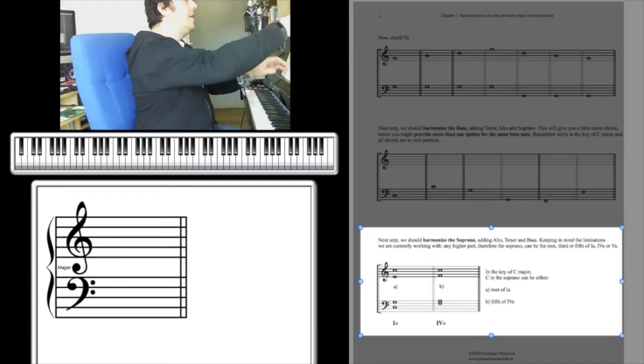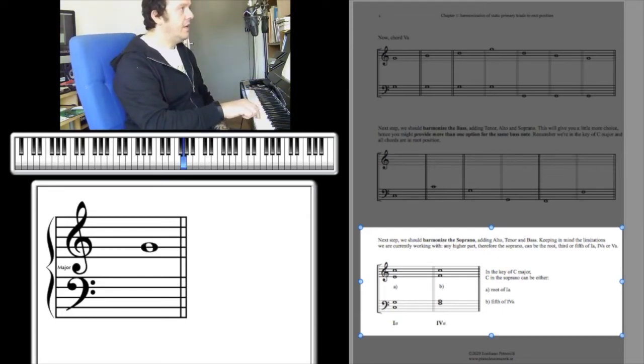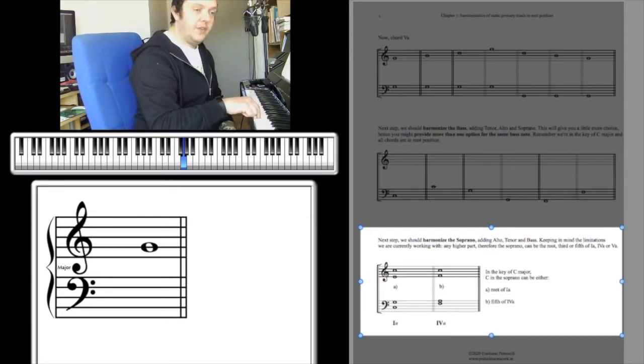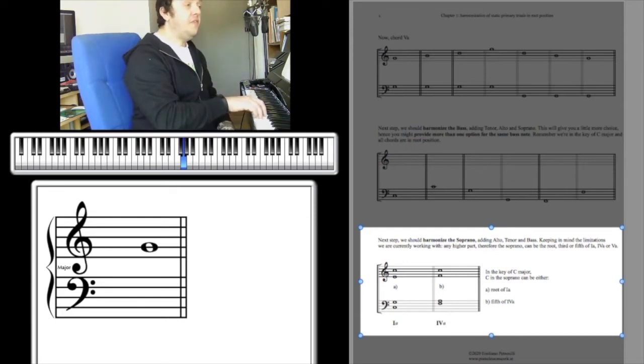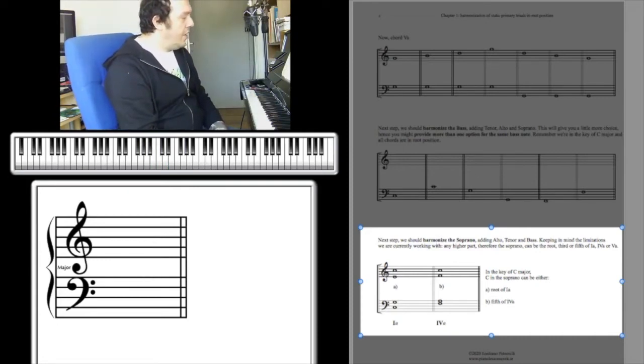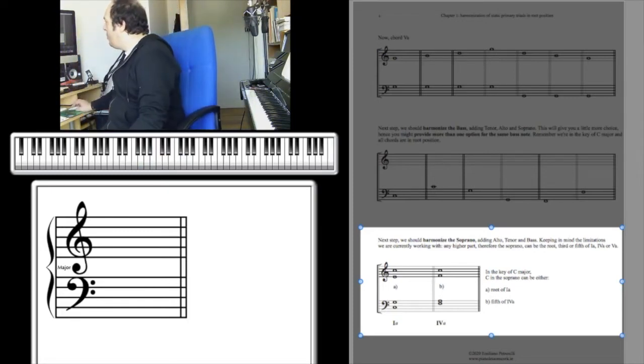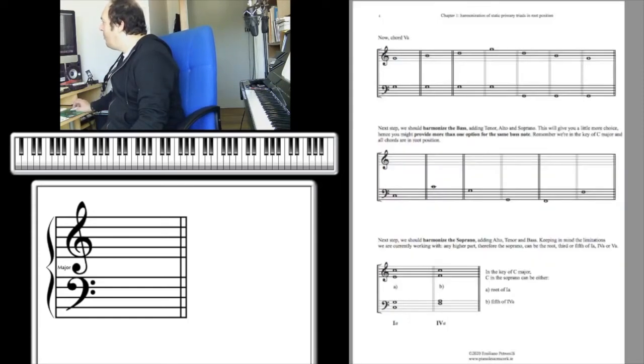So if you have a soprano note, say G, now that note can be a couple of things. That note can be the 5th of C major, or it can be the root of G major. So you have to think of what your options are. You have to think, what does that note belong to?